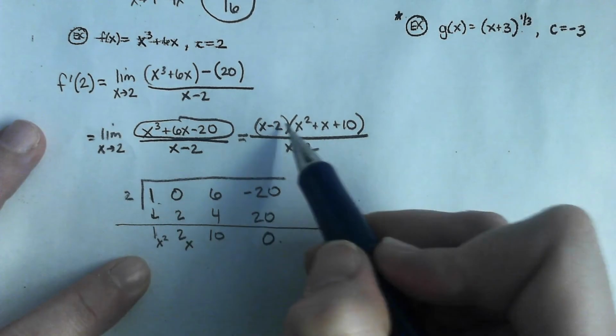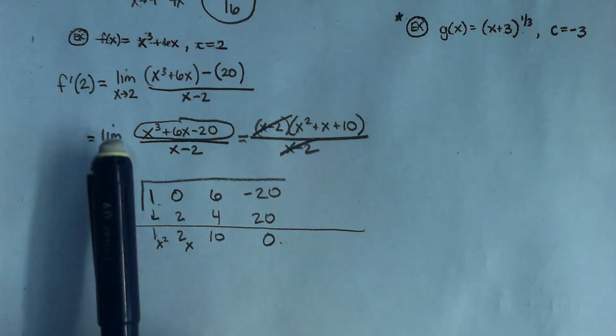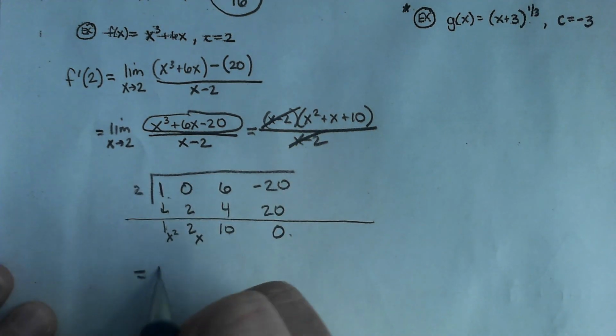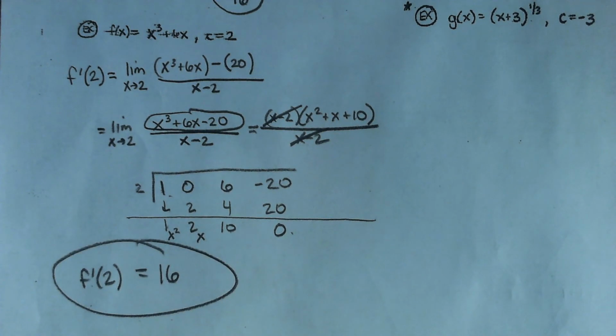And so it does reduce. The x minus 2's do cancel. And now I can plug in a 2. And I get 4 plus 2 is 6. 6 plus 10 is 16. So at the end of all that, the slope at 2 was 16.